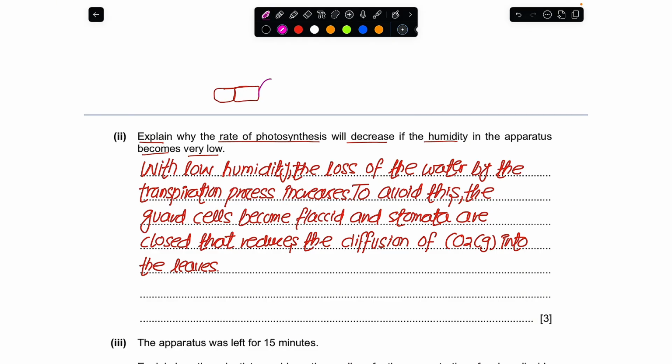And in the lower epidermis layer, what we have with us, these are the guard cells. And in between the guard cells, we have this opening coming here. And the name of this opening, what we know is that this is stomata.